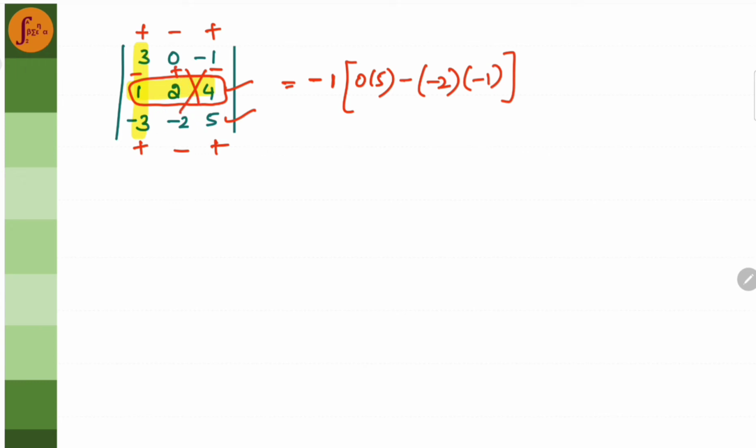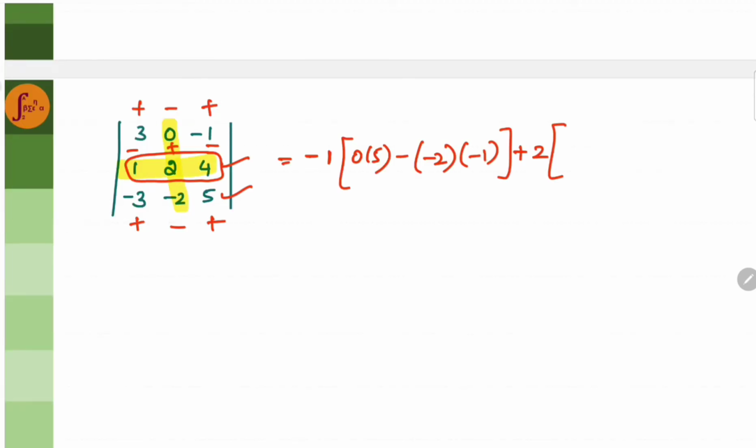Now go to the next element. The next element is plus 2. Now you'll have to ignore the second row and second column. That is, ignore this. So what are we left with? We are left with 3, minus 1, minus 3, 5. These 4 elements we are left with. So cross multiply: 3 into 5.